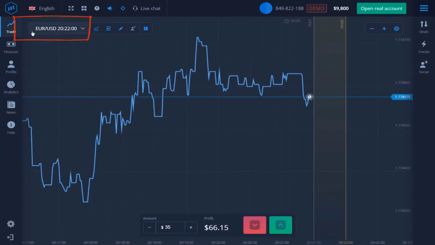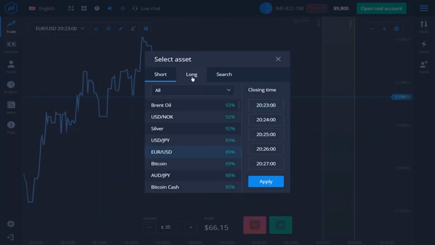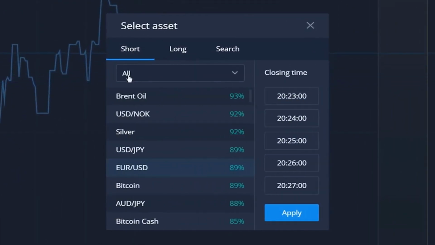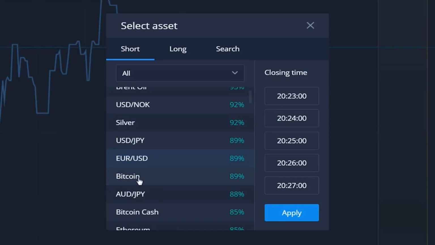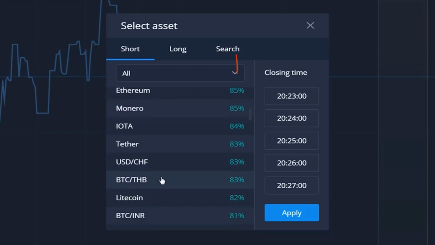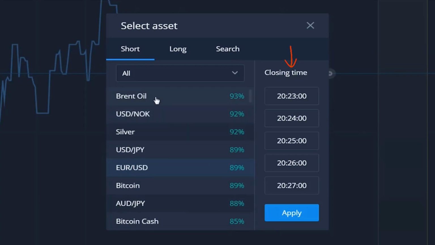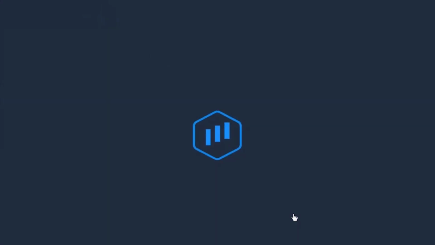In the left-hand side menu, you will find all available trading currency pairs, commodities, indices, equities, and so on. There are all sorts of assets, ranging from oil prices to currency pairs, for example, euro to US dollar, silver, gold, Bitcoin, etc. Your expected profit is indicated as a percentage and the expiry time is shown to the right. So choose the asset and the preferred closing time and click Apply.